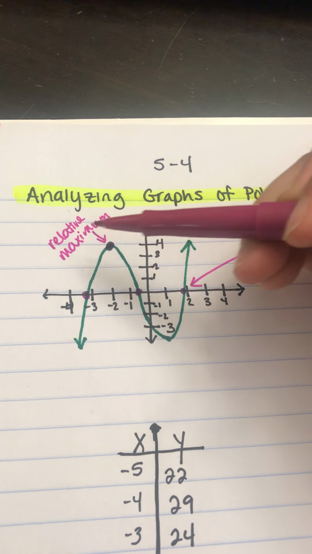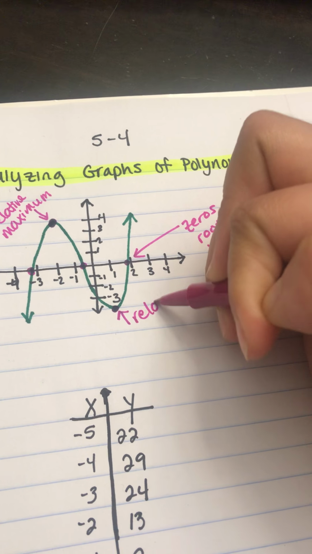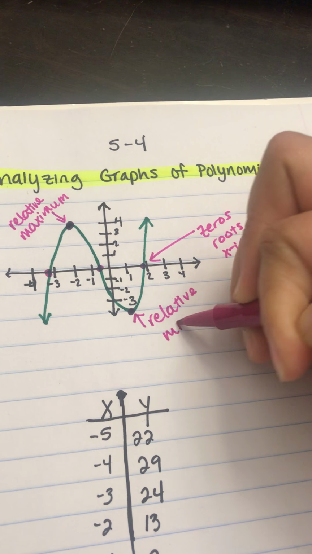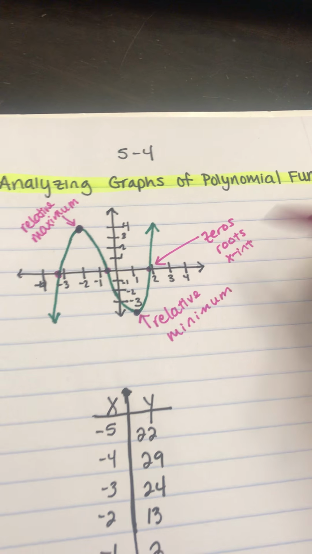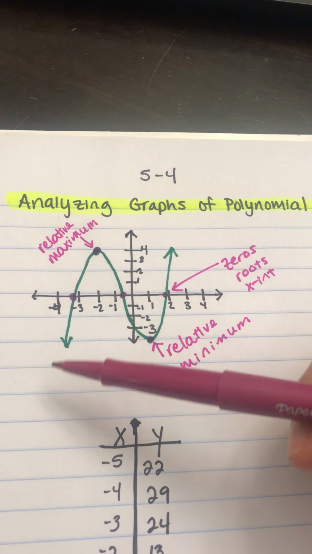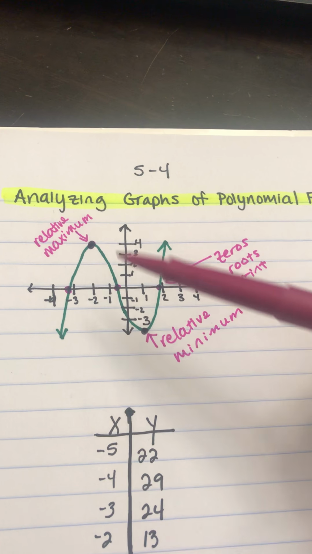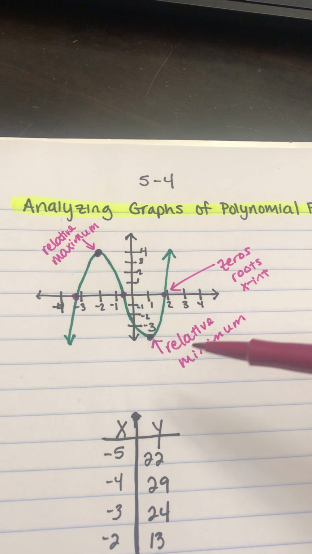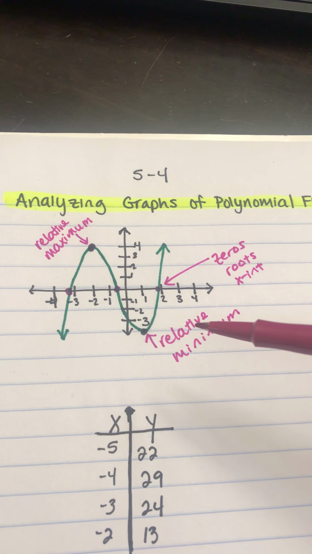Here we have a low point. So this is called a relative minimum. And that's because for the area that it's in, it's a low point. But again, it's not the lowest point on this graph because it's going to keep going down. So these are the 3 vocabulary words we're going to be using for this lesson: relative maximum, relative minimum, and zeros.